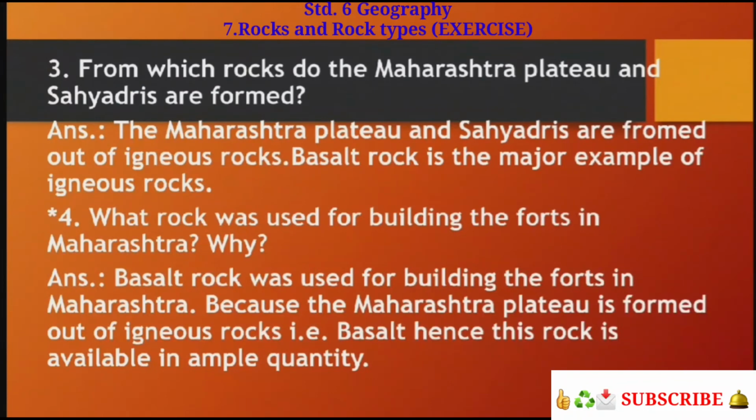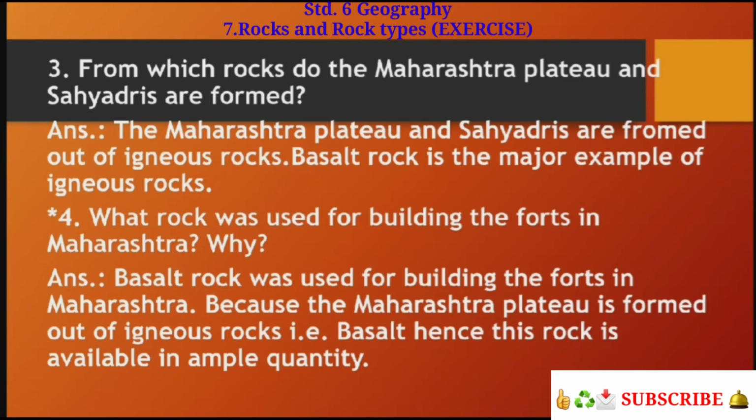Third question. From which rocks are the Maharashtra Plateau and Sahyadri formed? The answer is, the Maharashtra Plateau and Sahyadris are formed out of igneous rocks. Basalt rock is the major example of igneous rock. Students, it is very important to know which rock our Maharashtra Plateau is formed out of. So keep in mind that the Maharashtra Plateau and Sahyadri are formed out of igneous rock, that is basalt.